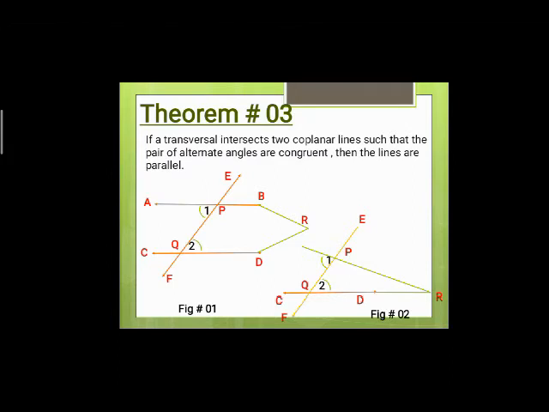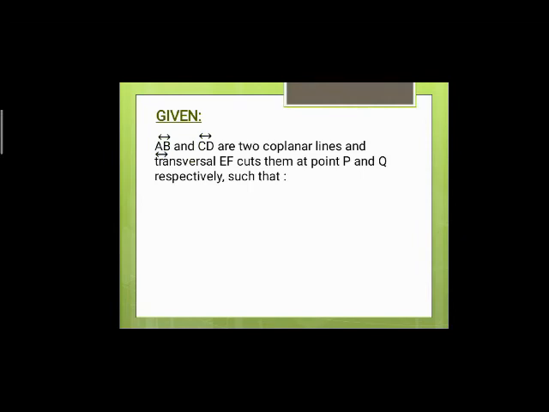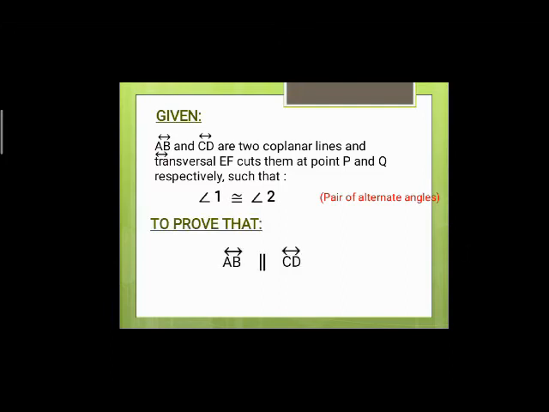Now we discuss figure number 2 to prove the theorem, assuming that both lines are not parallel to each other. The first thing is what is already given in our statement: line segments AB and CD are two coplanar lines, and the transversal line segment EF cuts them at points P and Q respectively, such that angle 1 is congruent to angle 2, a pair of alternate angles. And what we have to prove is that line segment AB is parallel to line segment CD.